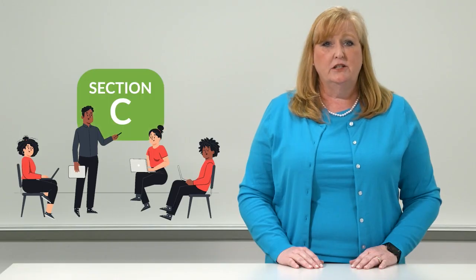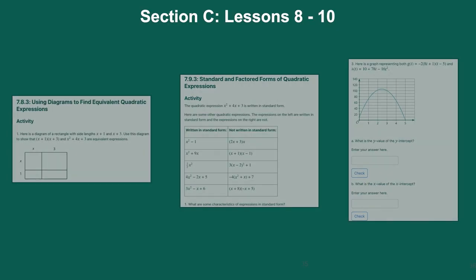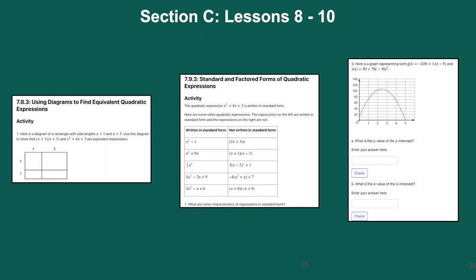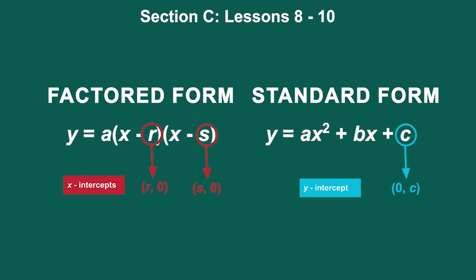Next, in Section C, students examine the standard and factored forms of quadratic expressions. They investigate how each form is useful for understanding the graph of the function defined by these equivalent forms. For instance, the factored form is helpful for finding the x-intercepts of a quadratic function's graph, while the constant term in the standard form shows the y-intercept.